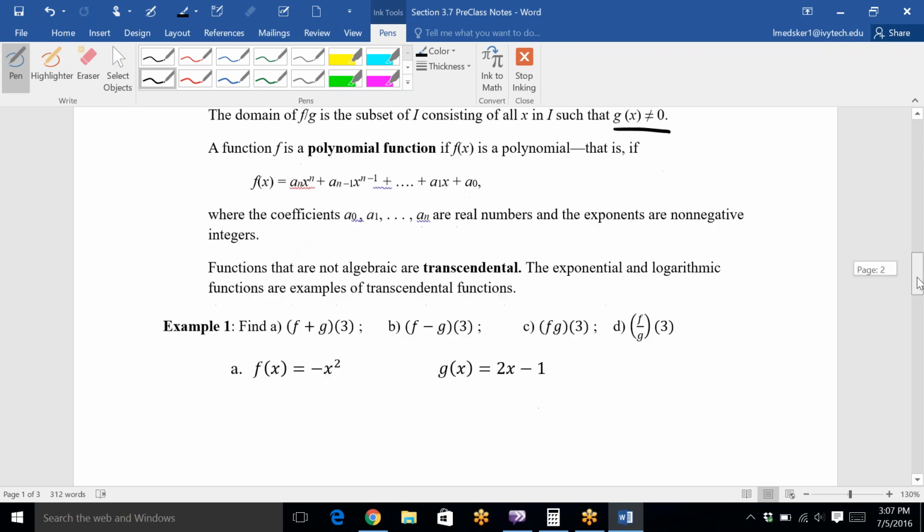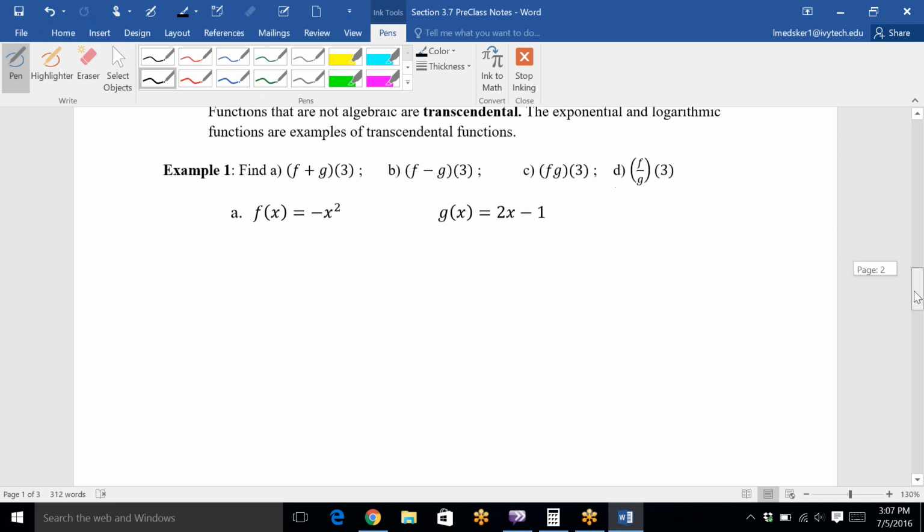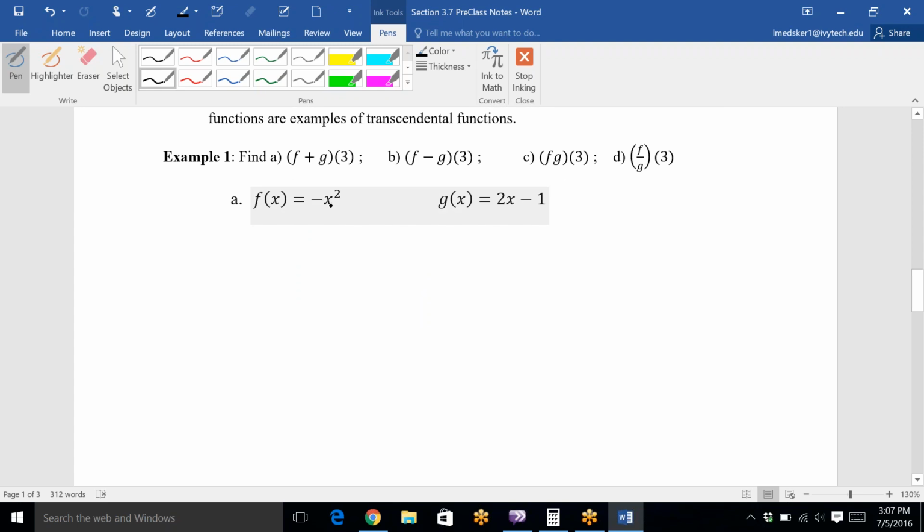So let's go ahead and get started. First of all, let's look at my first example. This says that we have f of x being negative x squared and g of x is 2x minus 1. It might be good to go ahead and note the domain of each. If it's a polynomial, there are no domain restrictions. So this is negative infinity to infinity. This one also is a polynomial. So again, no restrictions, negative infinity to infinity.